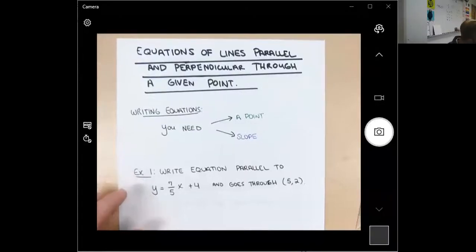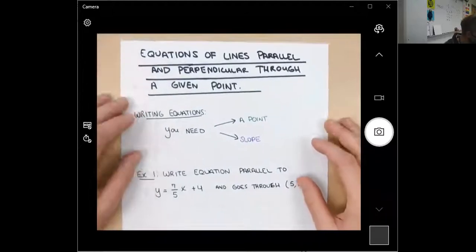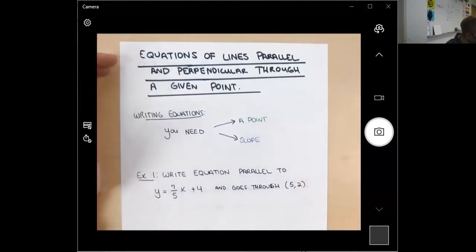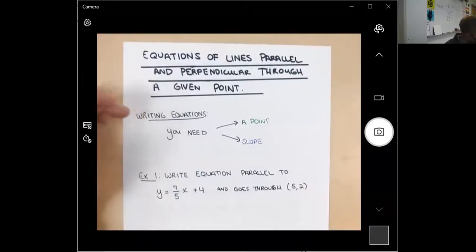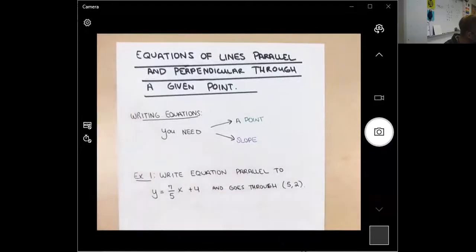All right. Welcome, everyone. So this is my second video I'm going to do for parallel and perpendicular lines, but this one's specifically going to be talking about writing equations. So this is equations of a line parallel and perpendicular through a given point. So just as a reminder, writing equations, you need two things. You need a point and a slope.